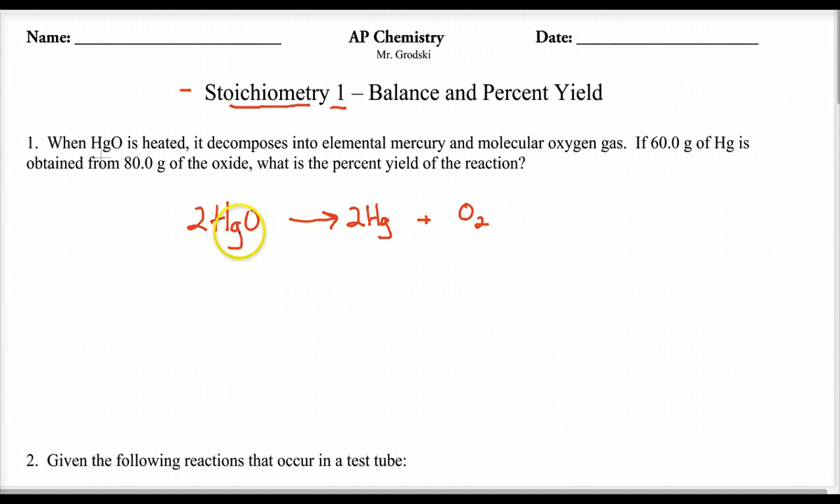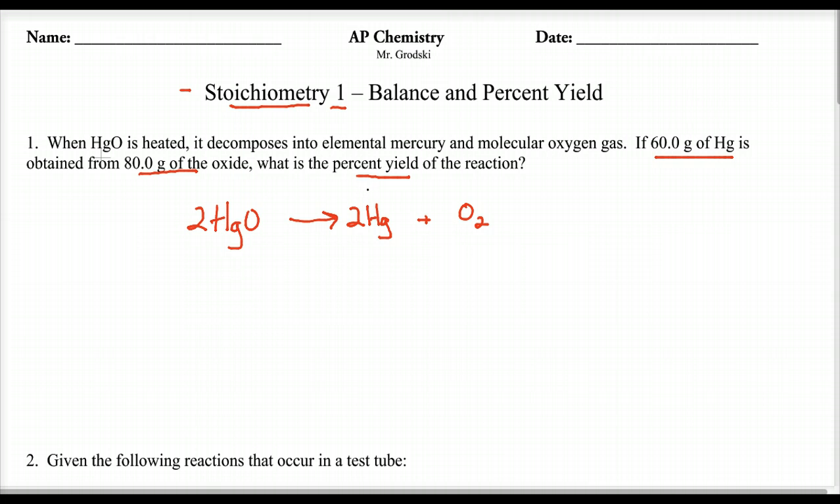Okay, for instance, in this case, we're heating mercury oxide. It decomposes, as a decomposition reaction or a redox reaction, into elemental mercury and molecular oxygen. So they're giving me information about the grams of mercury. If 60 grams of mercury is obtained from 80 grams of the oxide, what is the percent yield of the reaction?